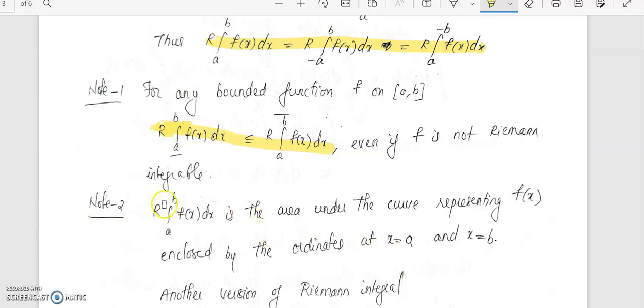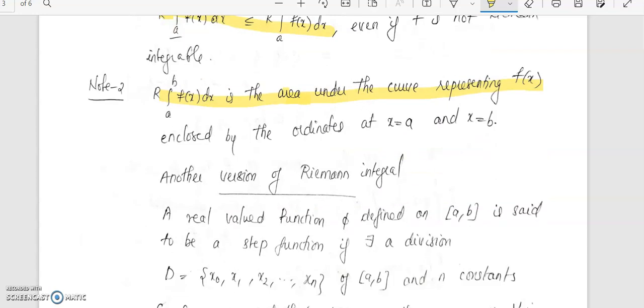Now, provided the Riemann integral exists, it represents the area under the curve f of x from x equal to a to b. So this represents the usual integral, the area under the curve representing f of x. So this is the first portion of the Riemann integral. Now we look at another version of the Riemann integral, which uses step functions.